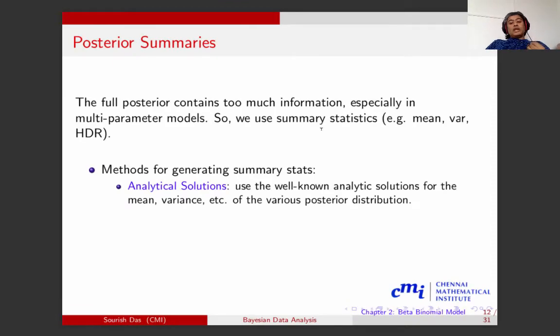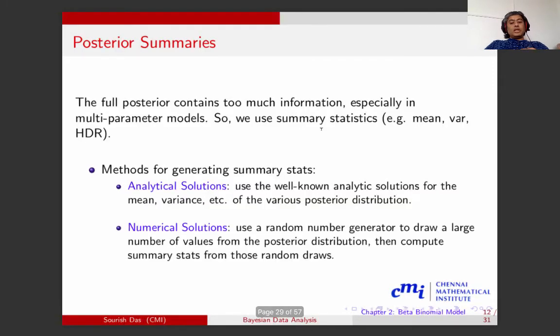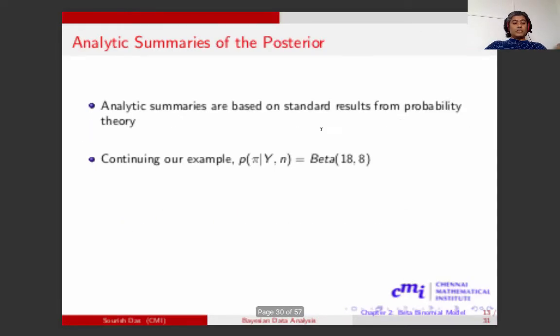There are two methods for generating summary statistics. One is the analytical solution. We use well-known analytical solutions for the mean, variance, etc. of the various posterior distributions. Another is a numerical solution. You can simulate random samples from the posterior distribution and take the average of those, or calculate summary statistics of those random numbers. So these are typically the two methods we can look for.